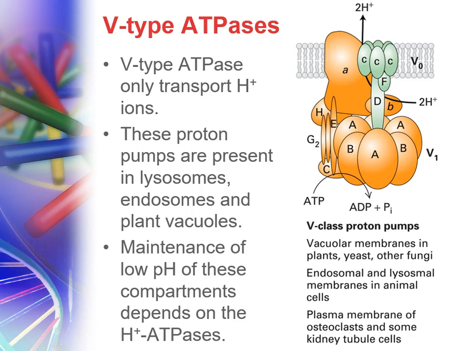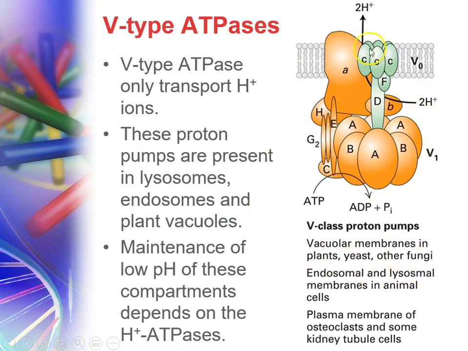Okay, so those were examples of P-type ATPases. These are V-type ATPases. So these transport only protons. And I've alluded to in some of the earlier lectures that some of our organelles have a pH that's lower than neutral. So lysosomes, endosomes, plant vacuoles, the Golgi. So these hydrogen ATPases help maintain those pH differences.